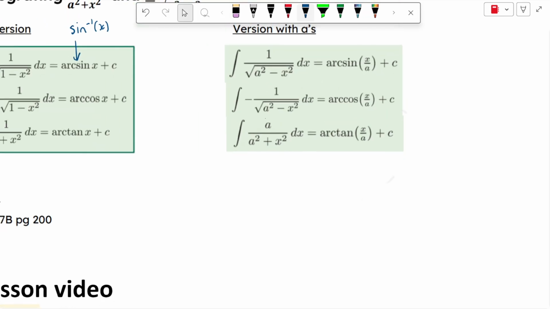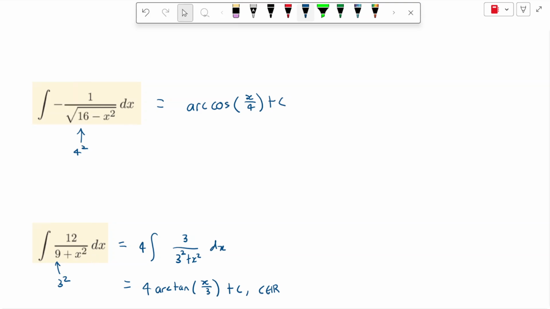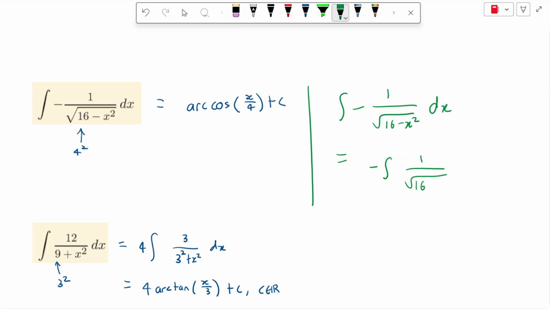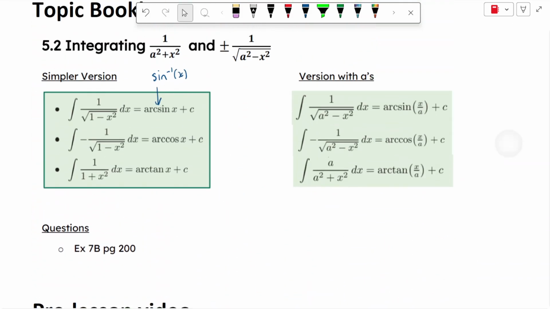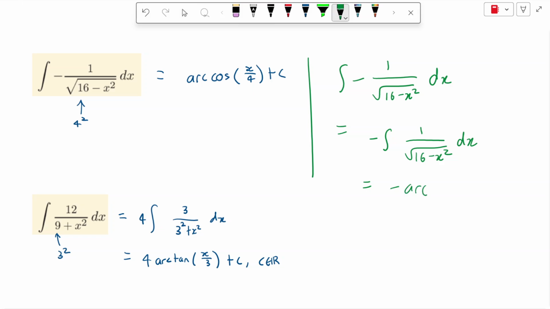Now you might be noticing there are actually 2 ways to answer the middle one here. So the alternate method would be that the integral of this, we can pull the minus sign out the front. And then this is actually the first rule about sine. So arc sine of x over a. So we're going to get negative arc sine of x over a plus c. And a in our case is 4.